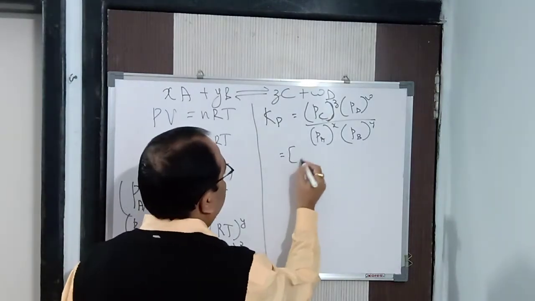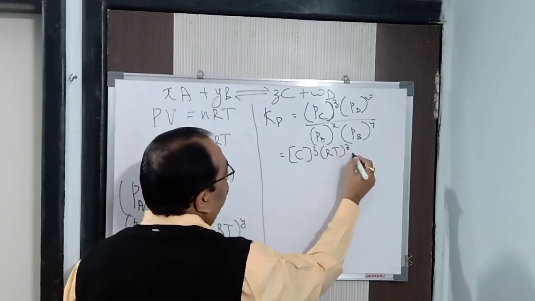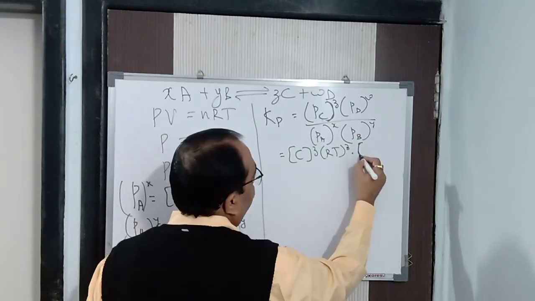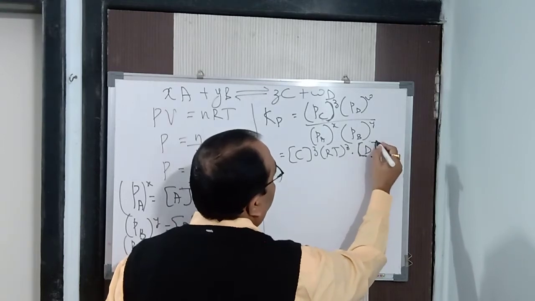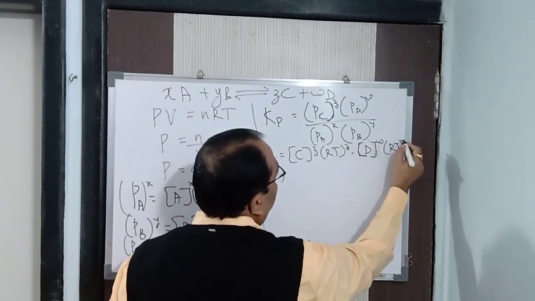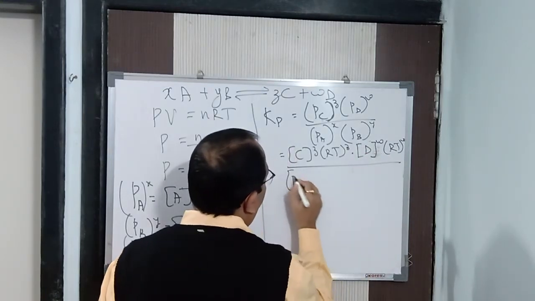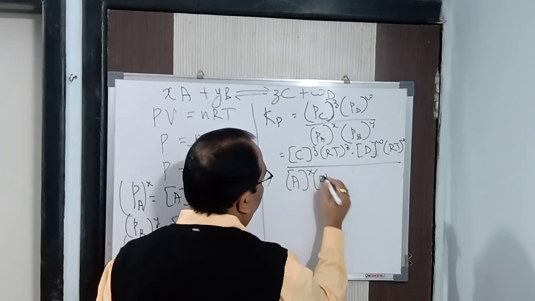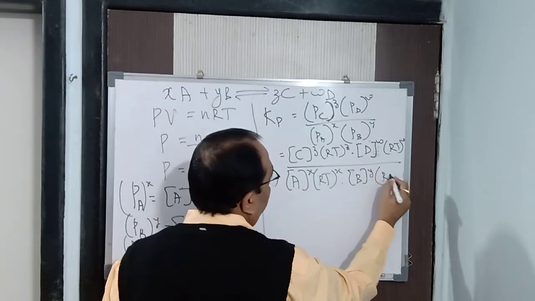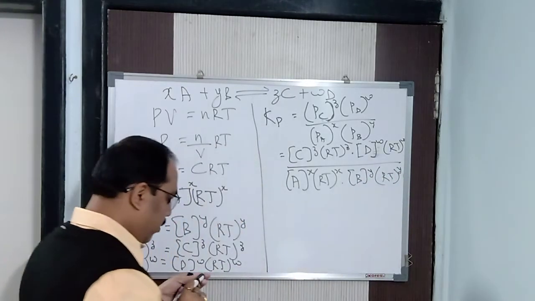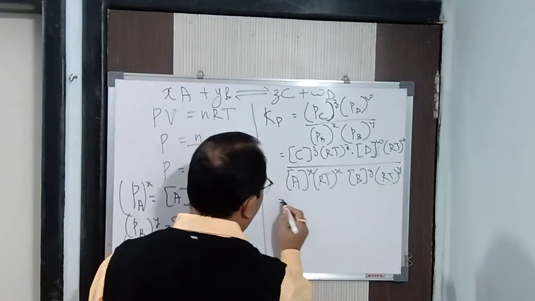Got it. So what is that? The concentration of C to the power z into RT to the power z, into the concentration of D to the power w into RT to the power w, by the concentration of A to the power x into RT to the power x, into the concentration of B to the power y into RT to the power y. I have put in the values. Now we will just simplify it.